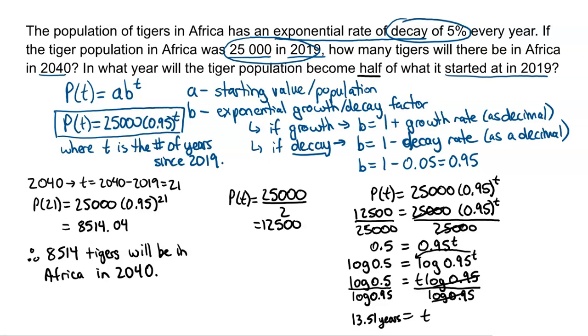Now remember, it's asking for what year the tiger population will become half of what it started in. I'm going to assume that the 2019 population is right at the beginning of the year. So 13.51 years later, after 2019, is 2032, and then 0.51 of that year. So that would be the year 2032.